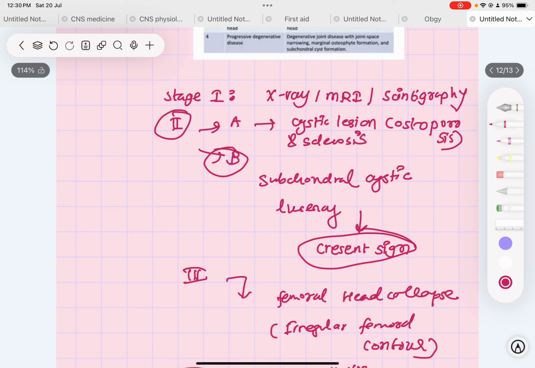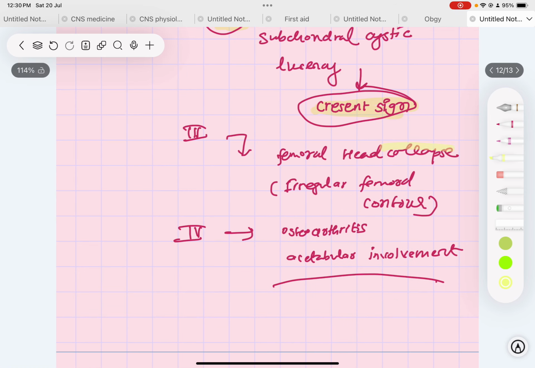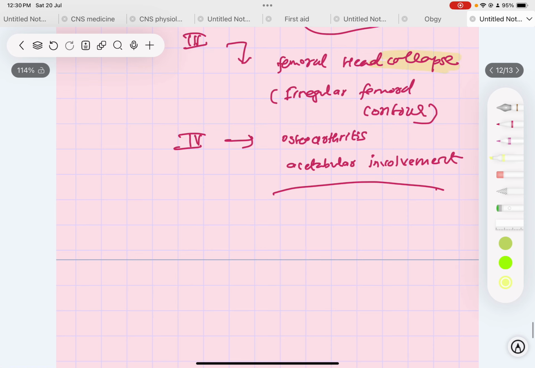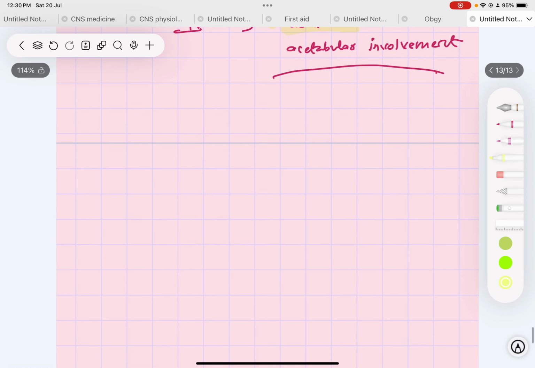So we have to remember stage 2B is crescent, stage 3 is when the collapse happens, and stage 4 is when osteoarthritis will happen. Now, the investigation of choice is MRI.